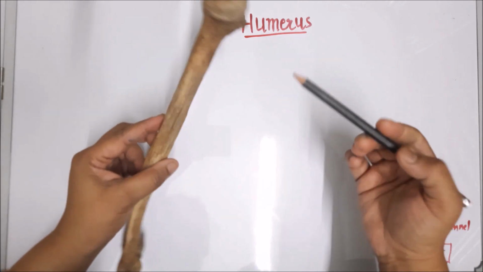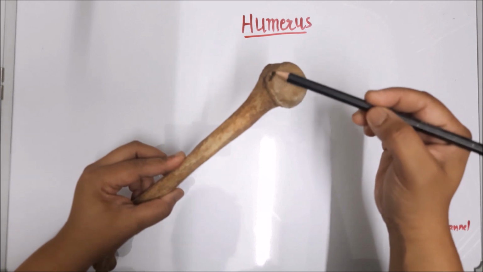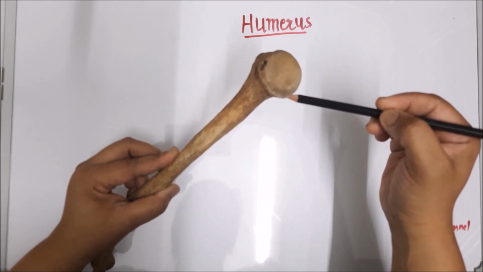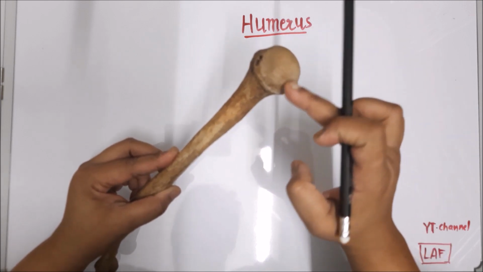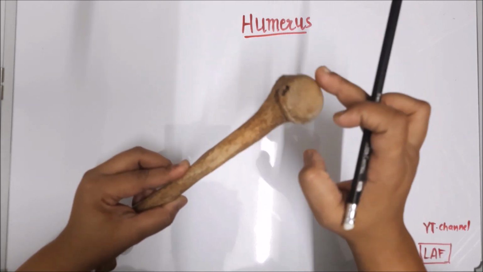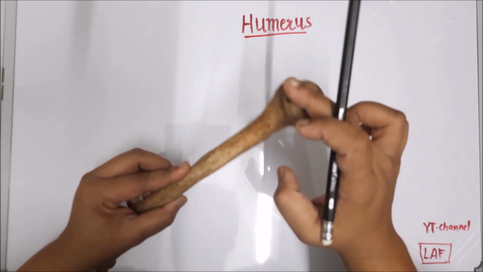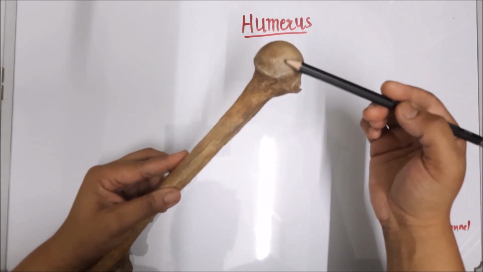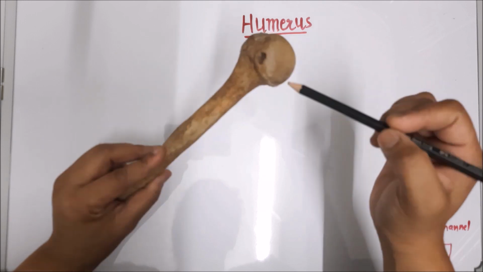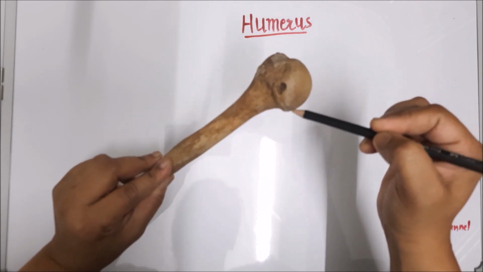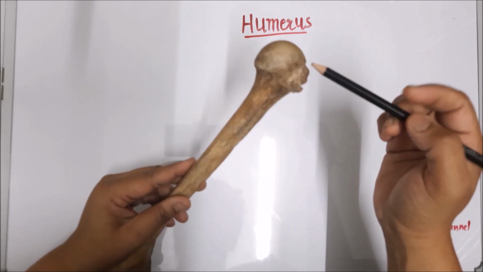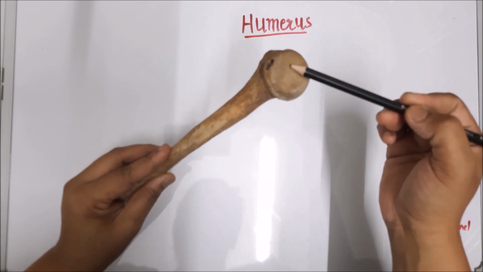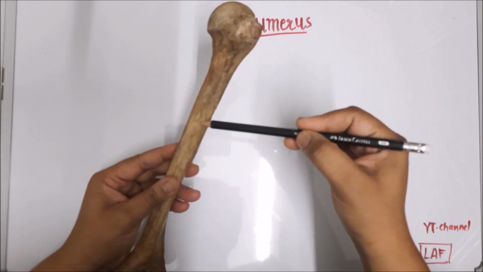Now let us see the features. In the upper end, here you can see this is the spherical rounded head, and its surface is smooth, which is known as the articular surface, and it articulates with the glenoid cavity of the scapula. Just next to it you can see the neck of the humerus, and this is the anatomical neck of the humerus, which separates the head from the rest of the shaft.